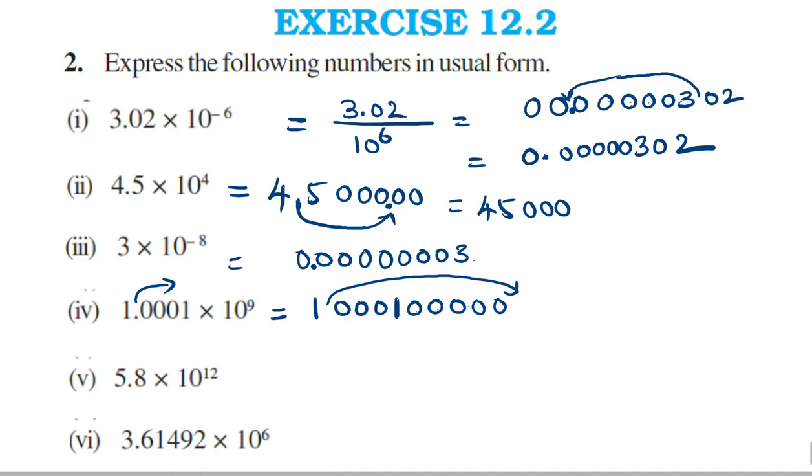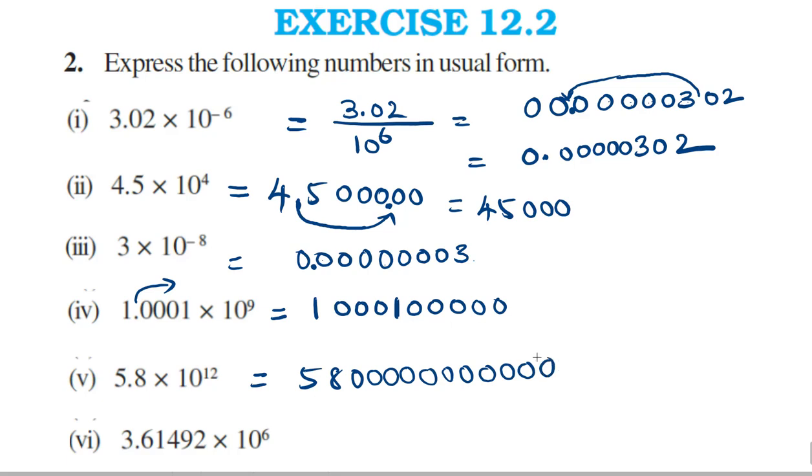Right. Okay. Now let us go to the fifth one. This is equal to 5.8 times 10 to the power of 12. As the exponent is positive, let us move the point to the right side. How many places? 12 places. There is already one place. So we need to write 11 zeros. So we can write 5, 8, and 11 zeros we need to write. 1, 2, 3, 4, 5, 6, 7, 8, 9, 10, 11. That's it.